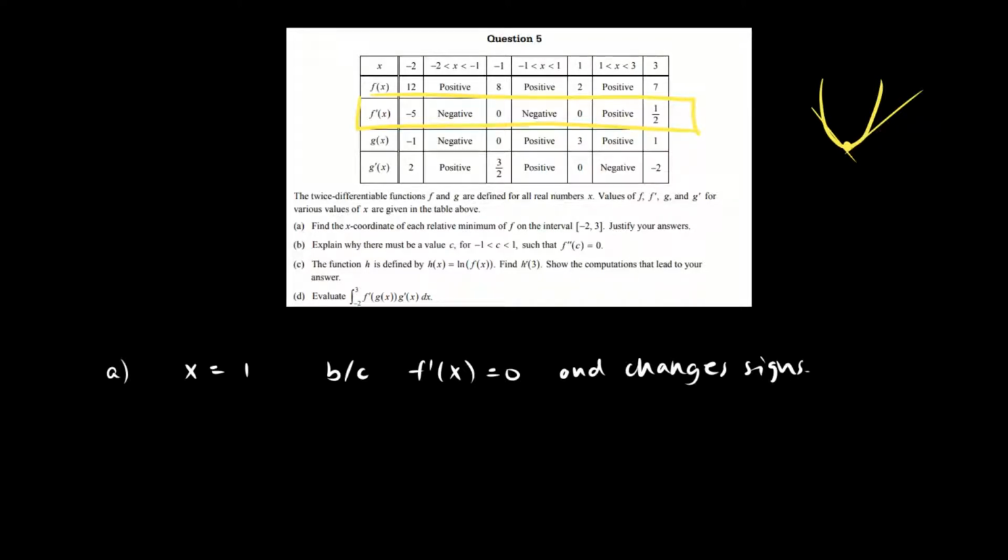Part B says explain why there must be a value c in the open interval -1 to 1 such that f double prime of c is equal to 0. Now, unlike the previous part where we used the intermediate value theorem to state that there must be a certain value that f of x takes, we cannot use the intermediate value theorem here because we're looking for the derivative. We're trying to explain why the derivative must take on a certain value, not f of x itself. So instead, let's use the mean value theorem.